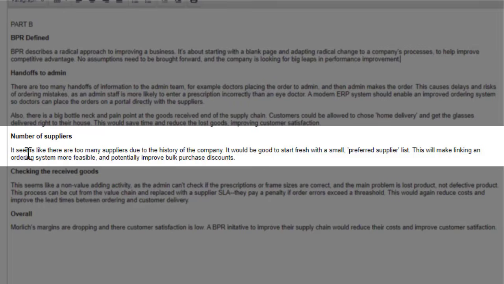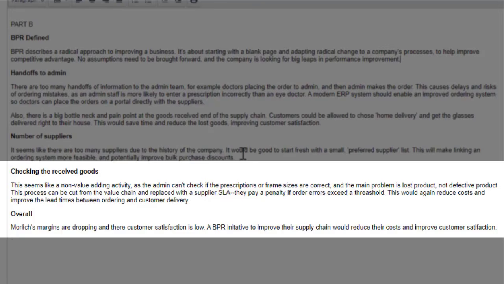Now, number of suppliers. It seems like there are too many suppliers due to the history of the company. It would be good to start fresh with a small preferred supplier list. This will make linking an ordering system more feasible and potentially improve bulk purchase discounts. I think that's a reasonable idea, and that would be a pretty big change for a company to reshuffle their vendor list.